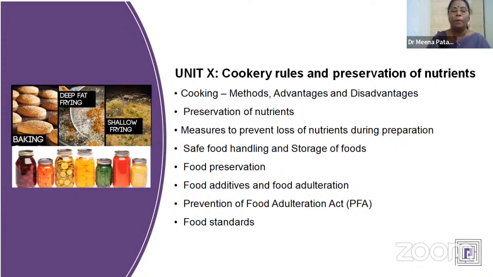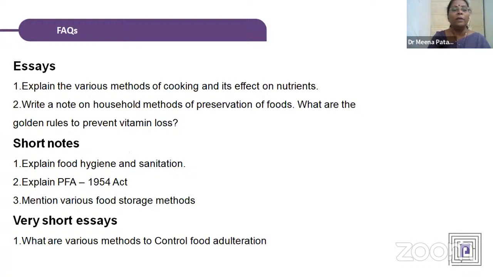Okay. Now, questions related to this particular 10th unit. Explain the various methods of cooking and their effect on nutrients, to be written as an essay. Number 2 essay: write a note on household methods of preservation of foods. What are the golden rules to prevent vitamin loss? So you need to list out all the rules.